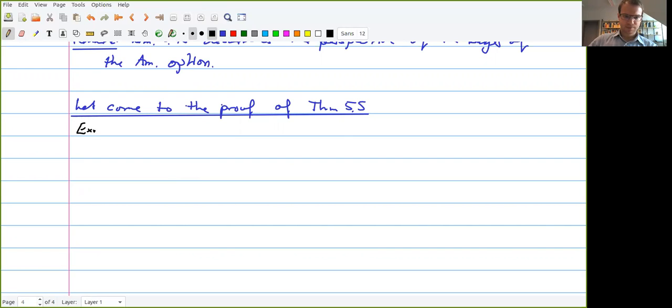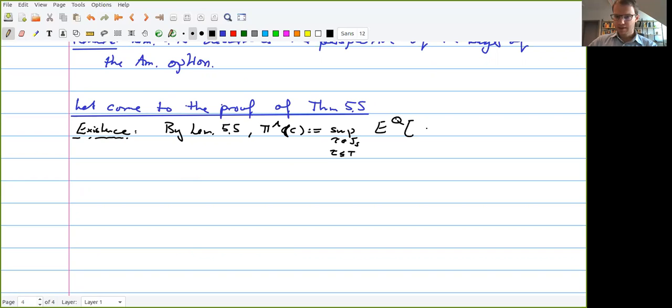So existence is now easy. By my Lemma 5.5, P_A(C), given or defined as the supremum over all stopping times less than or equal to T of the expectation of the discounted American option, is an arbitrage-free price. So this is what we have already done.